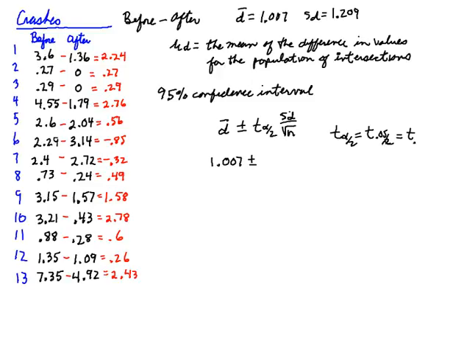Or t sub 0.025, and then the degrees of freedom would be 13 subtract 1, 12. And if I go to my table, I can get my value here at 2.179. Plugging in my standard deviation, divided by the square root of my sample size 13.